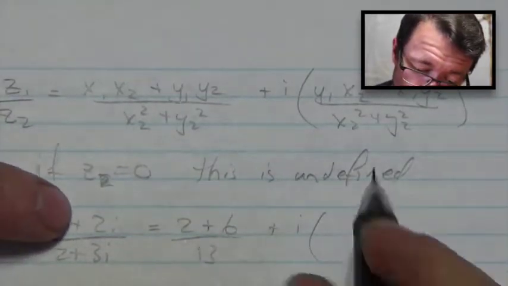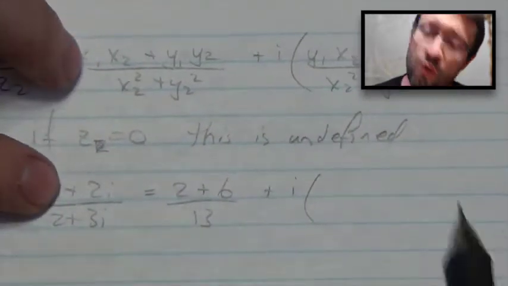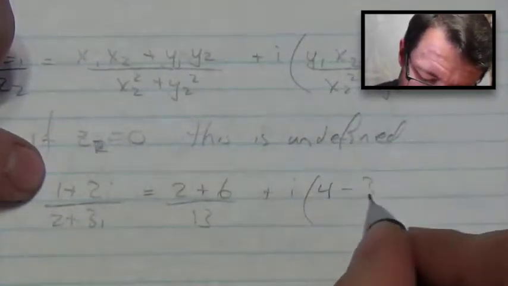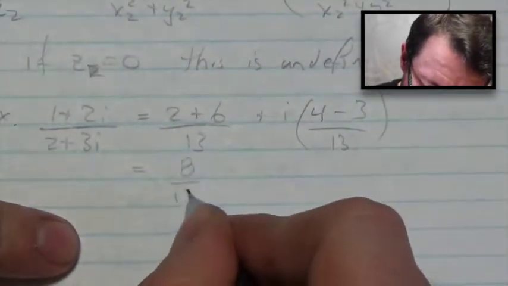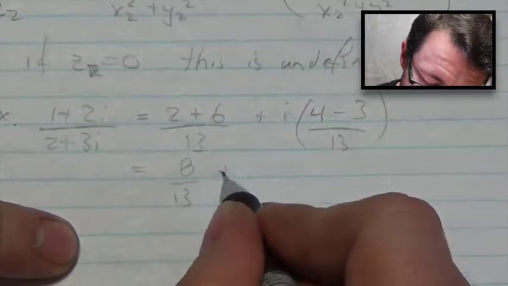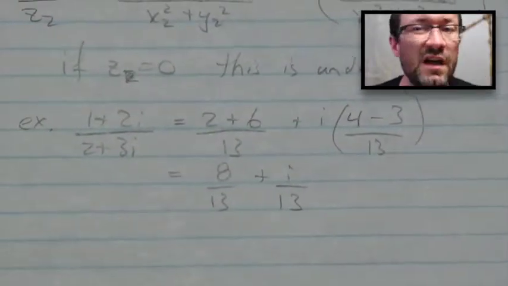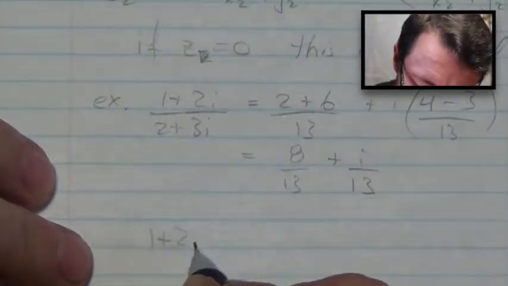And then this is going to be y1 x2, so I have to go across like this. This is going to be 4 minus x1 y2, so 3, over again 13. Putting that all together, we are going to get 8 over 13 plus i over 13. Okay, so there we've done the division. I'm going to show you another way that you can handle that. Let's go back and do this again.